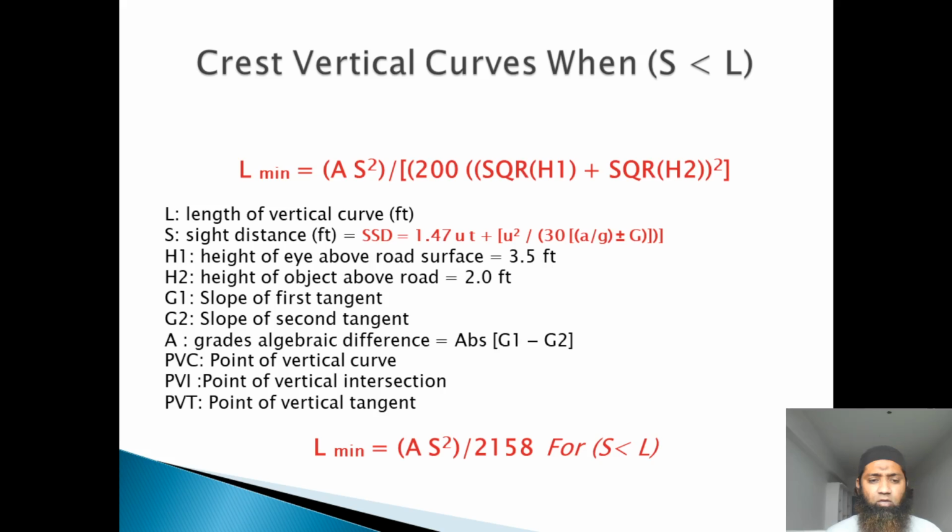That is A. You can see PVC, point of vertical curve. Where is that point where the vertical curve is forming? That parabola, where is it? And PVI, point of vertical intersection, as I had told you, is the point where the tangents will intersect, and PVT is the point of vertical tangent. So we'll be seeing all this here. After applying the values, we'll get the L minimum, what should be the vertical curve length when the stopping sight distance is less than L. That is AS squared divided by 2158.